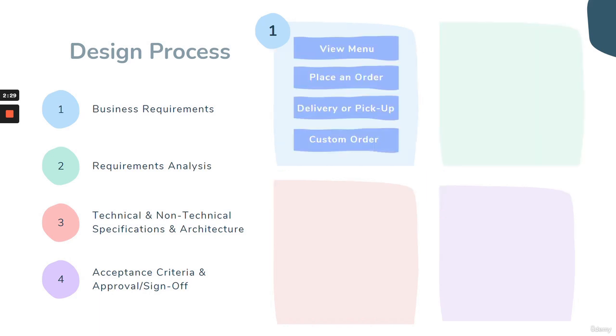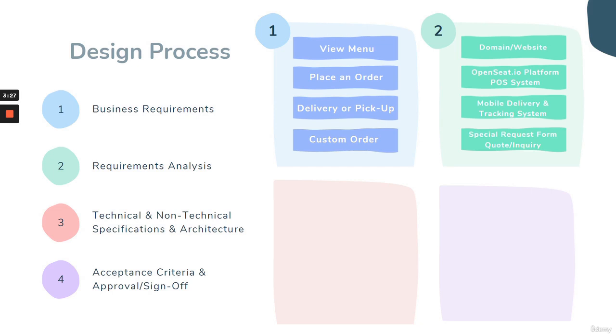In the case of Sarah's Bakery, the first stage is to look at the business requirements and highlight the core functionalities that will be developed in the mobile application. The core functionalities, according to the business requirements, within Sarah's application are view menu, place an order, delivery or pickup, and custom order. These are the core features and functionalities that are provided to customers through her mobile application.